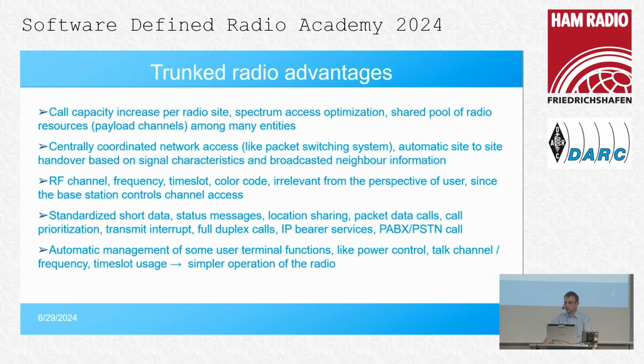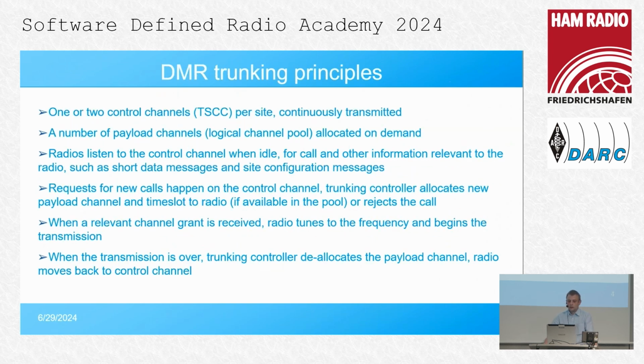The management of most of the user terminal functions is pretty much automatic. So, for example, power control, the talk channel and frequency, and the time slot are managed by the trunking controller. So the operation of the radio is basically a lot simpler than for DMR Tier II. That's from the perspective of the radio user. So, a little bit about the principles behind DMR trunking.